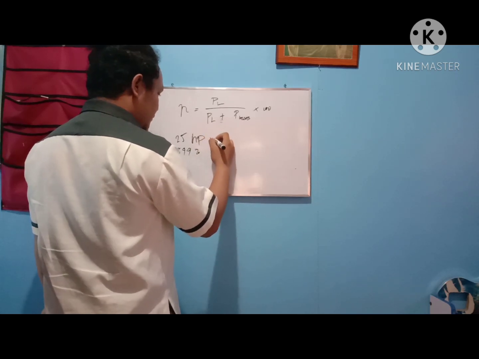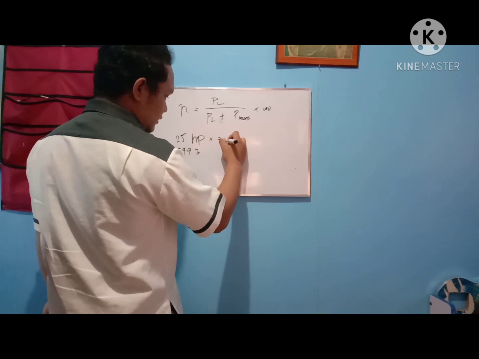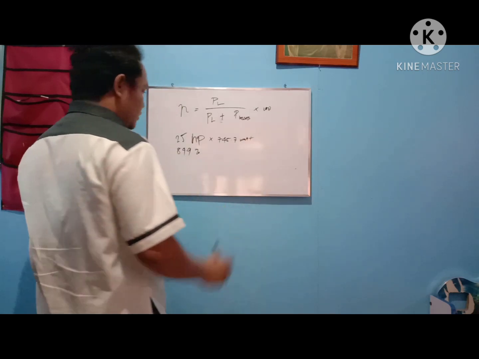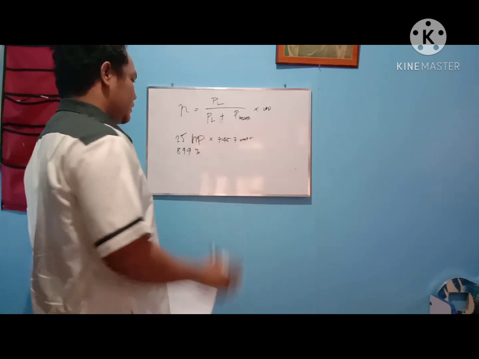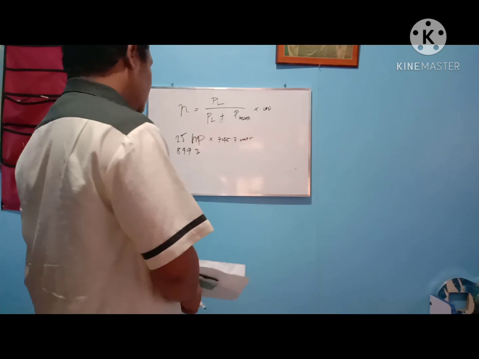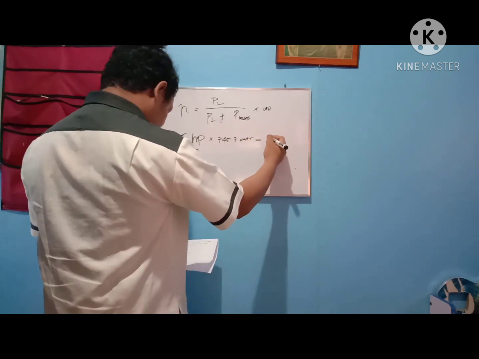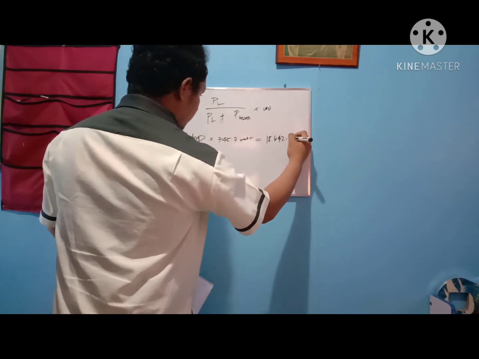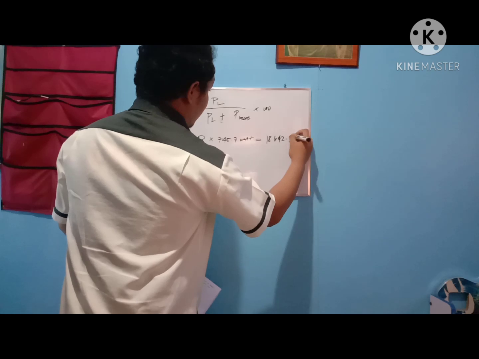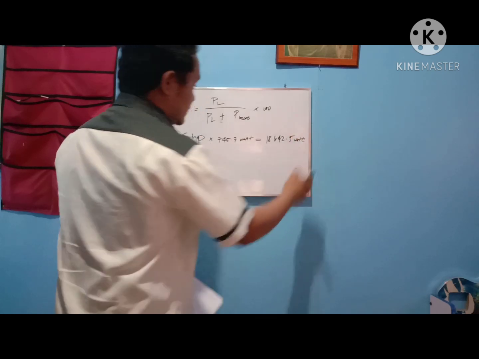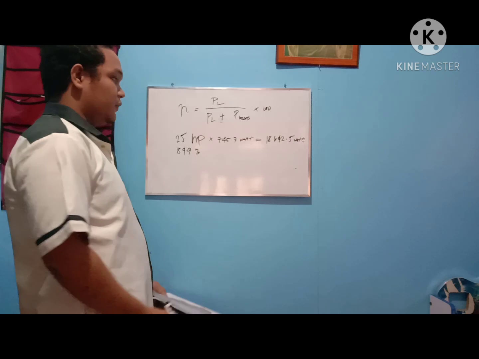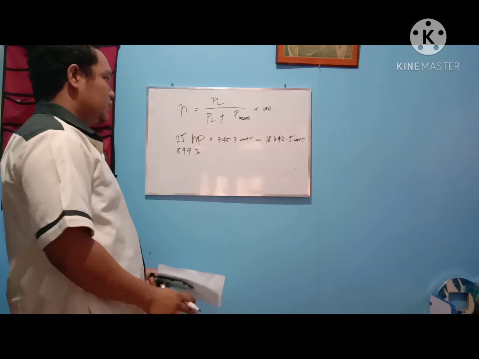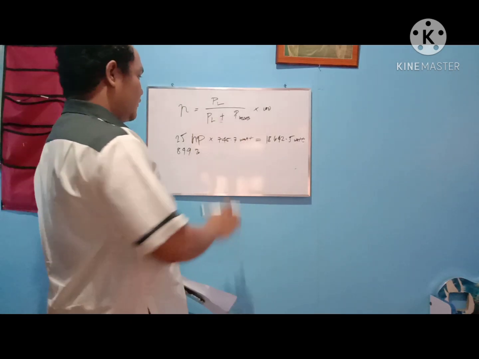So we simply multiply this by 745.7 watts, because 1 horsepower is equal to 745.7 watts. So we have the answer of 18,642.5 watts. And now we have the total power output. So we're going to substitute all the given into this formula.